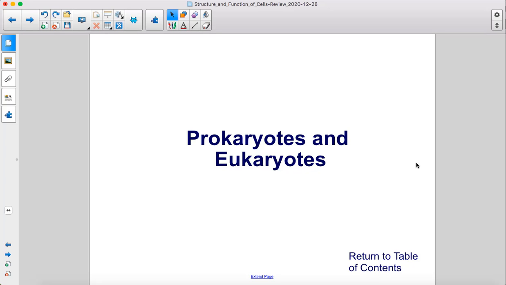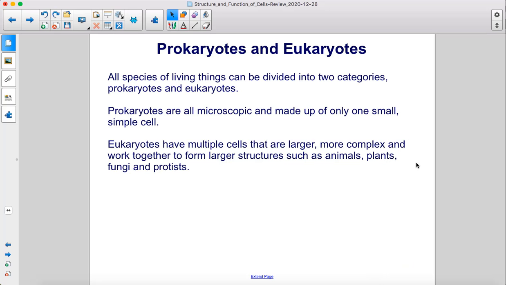Prokaryotes and eukaryotes. All species of living things can be divided into two categories, prokaryotes and eukaryotes. Prokaryotes are all microscopic and made up of only one small, simple cell. Eukaryotes have multiple cells that are larger, more complex, and work together to form larger structures, such as animals, plants, fungi, and protists.